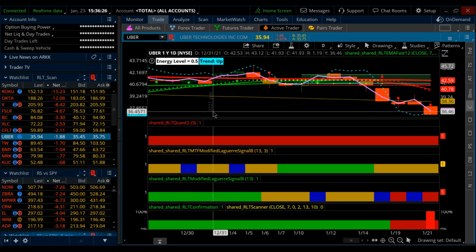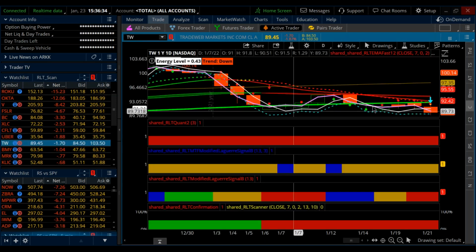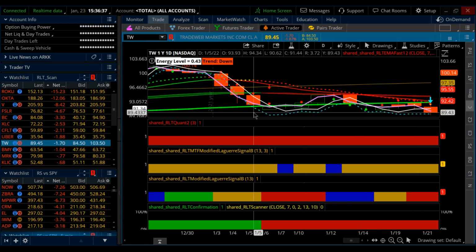So this will give you some good stocks to look at, and you can look at the scanner and click on those stocks and say, this is a good one, this isn't a good one. I mean, this is a pretty good looking one. So anyway, that's the scanner, and I just wanted to do a brief video on that.